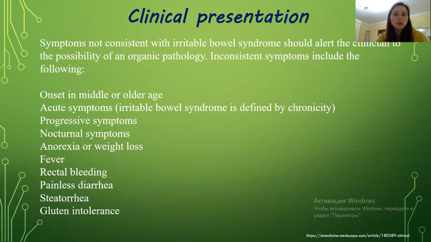Symptoms not consistent with irritable bowel syndrome should alert the clinician to the possibility of an organic pathology. Inconsistent symptoms include the following: onset in middle or older age, acute symptoms, progressive symptoms, nocturnal symptoms, anorexia or weight loss, fever, rectal bleeding, painless diarrhea, and gluten intolerance.